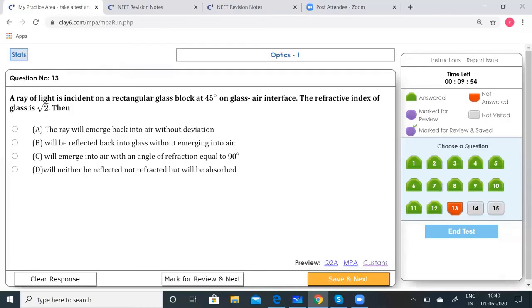A ray of light is incident on a rectangular glass block at 45 degrees on glass-air interface. The refractive index of glass is √2, then the ray will emerge back into the air without deviation, will be reflected back into the glass without emerging into the air, will emerge into the air with an angle of refraction equal to 90 degrees, will neither be reflected nor refracted but will be absorbed. All right, let us quickly calculate this and find out the result.